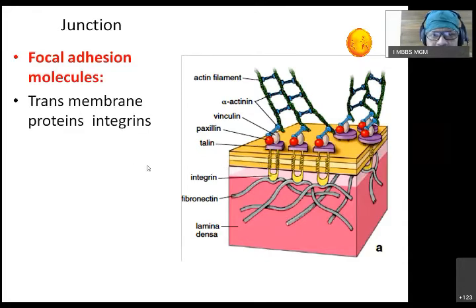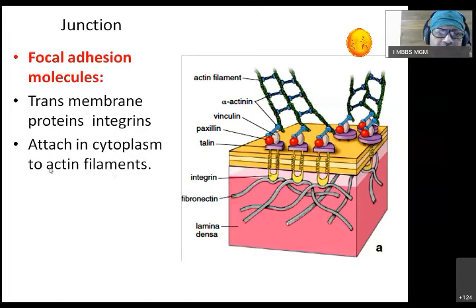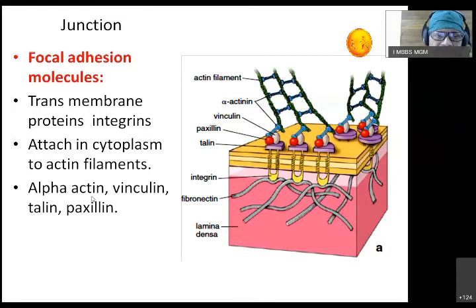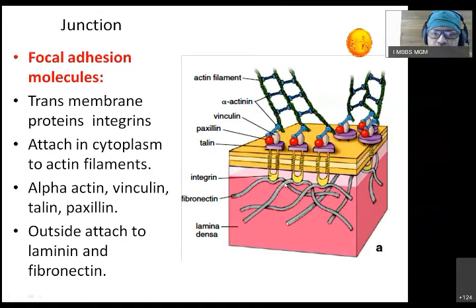Transmembrane protein is there, integrin. That word you have to remember because you are going to get a lot of drugs affecting the integrins. We talk about cosmetology, we talk about various types of drugs which may affect this. Attached in the cytoplasm to the actin filament, the proteins which attach are alpha-actinin, vinculin, talin, paxillin. These are the molecules which form the hemidesmosome. The outer side is attached to two proteins in the dermis called laminin and fibronectin. These are all proteins, so there will be some genetic disorders related to this also. This is called focal adhesion molecule.